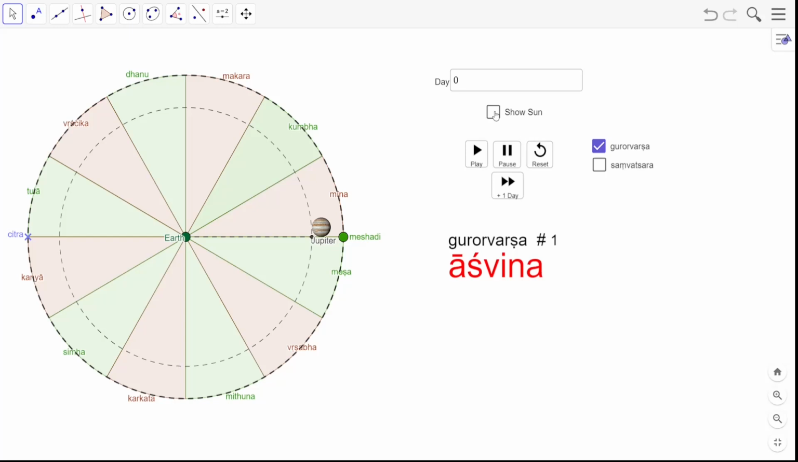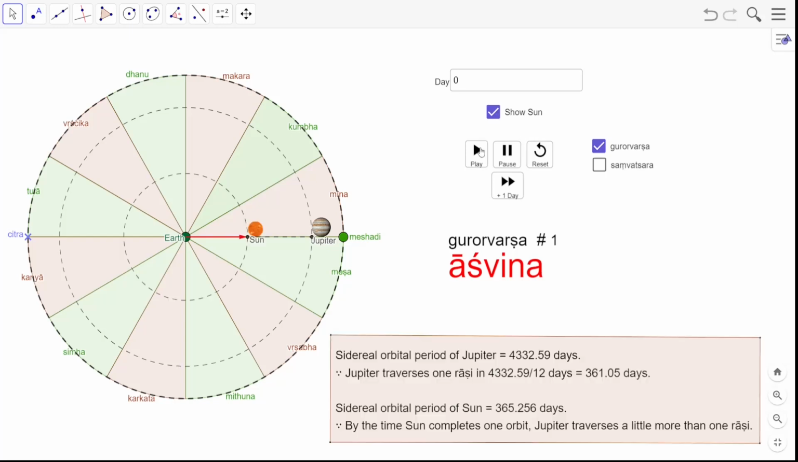To explain that, let me bring in the sun also. So now I brought in the sun. Starting point, everything is aligned at the beginning of Mesha. I roll the animation now. Jupiter is traversing one Rashi and I stop here. After 347 days, Jupiter is almost at the end of Mesha. But look at the sun. It started from here. It's gone through almost one full orbit.